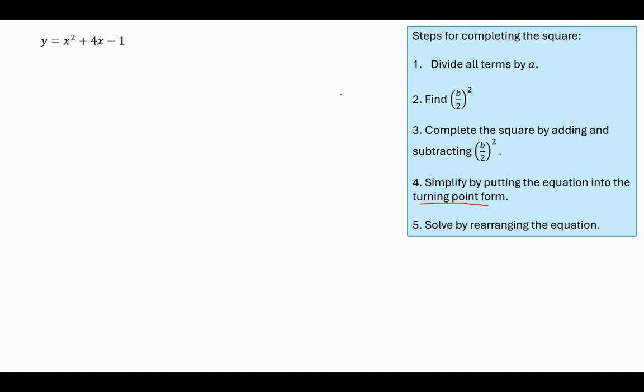So let's have a go at this example. The first step is to divide all terms by a. It's a monic quadratic, so we don't need to worry about that step. I'll tick it off. The second step is to find b over 2 all squared. And this is in the form ax squared plus bx plus c. So b is going to be 4. So we have 4 over 2 all squared. That's going to be equal to just 4.